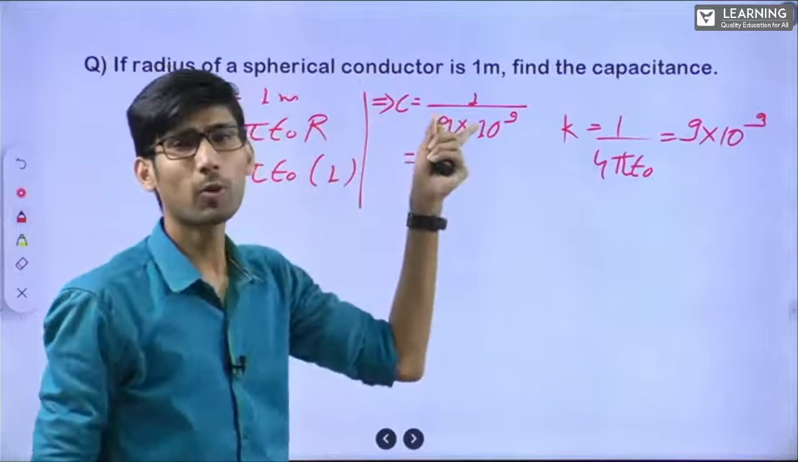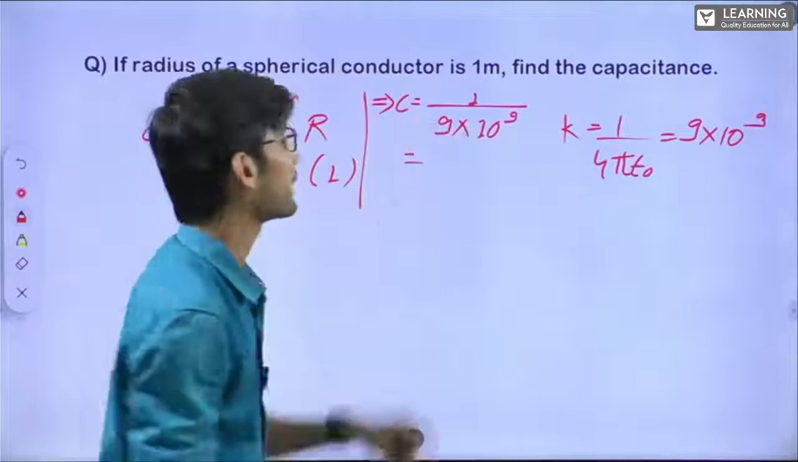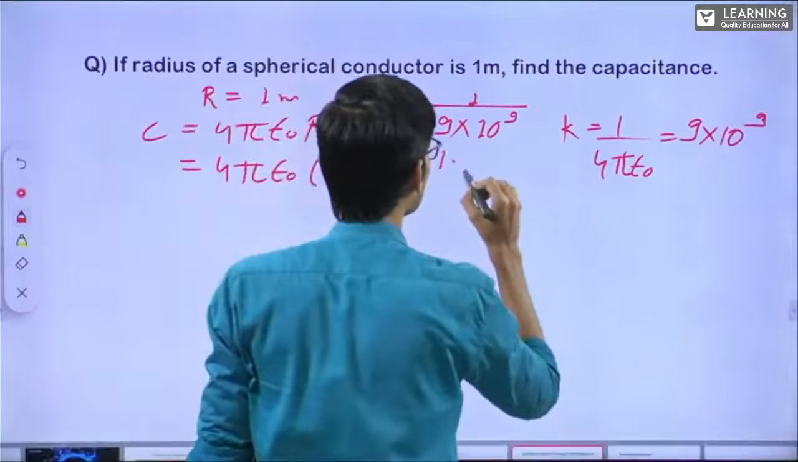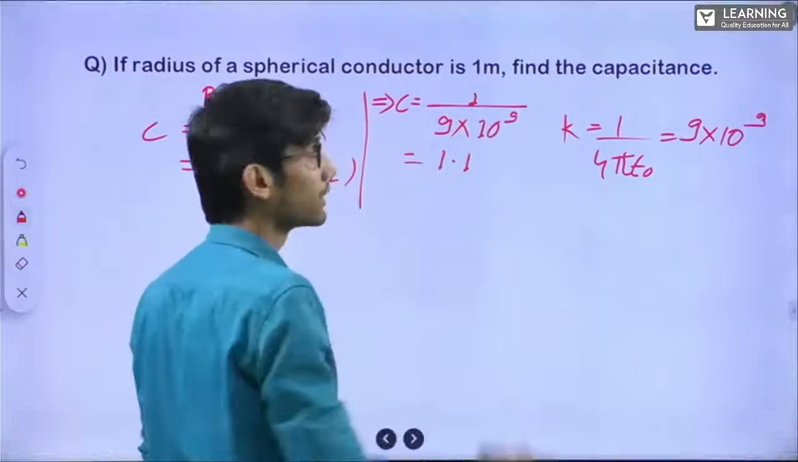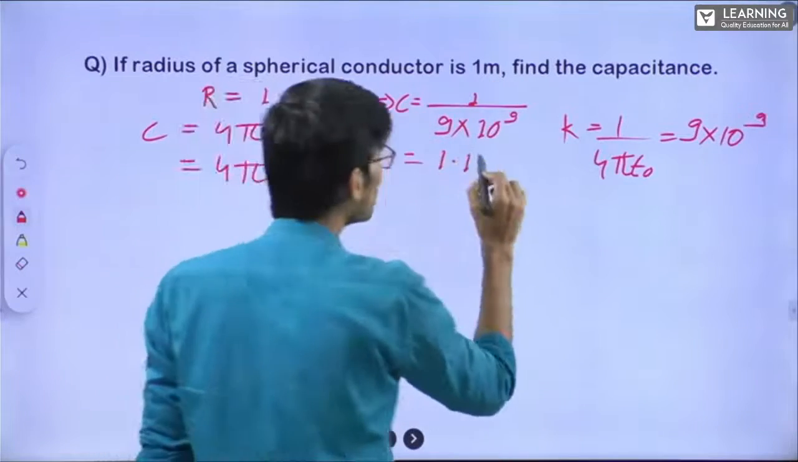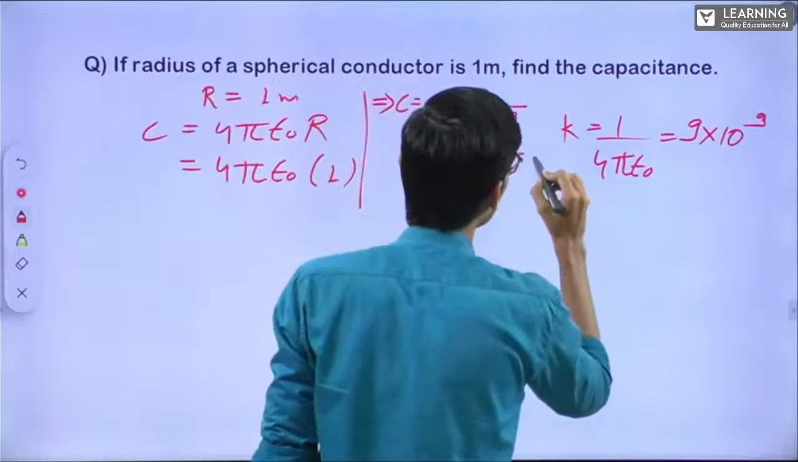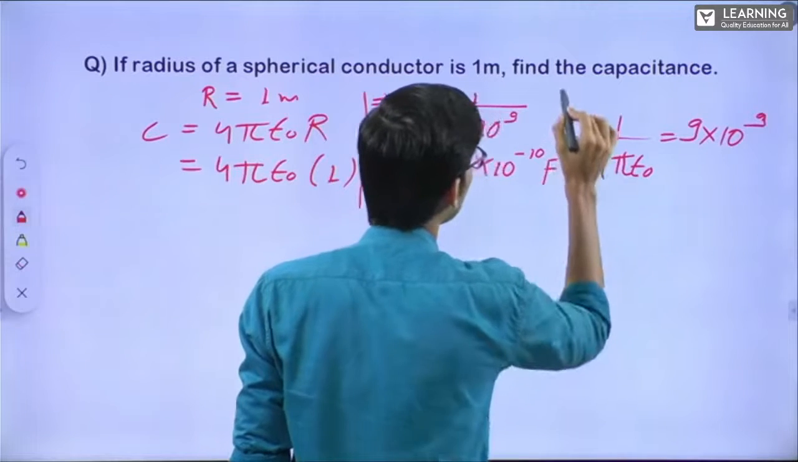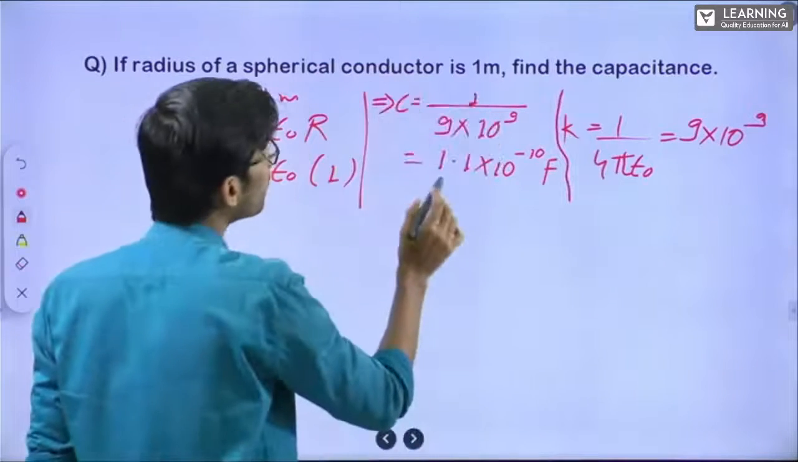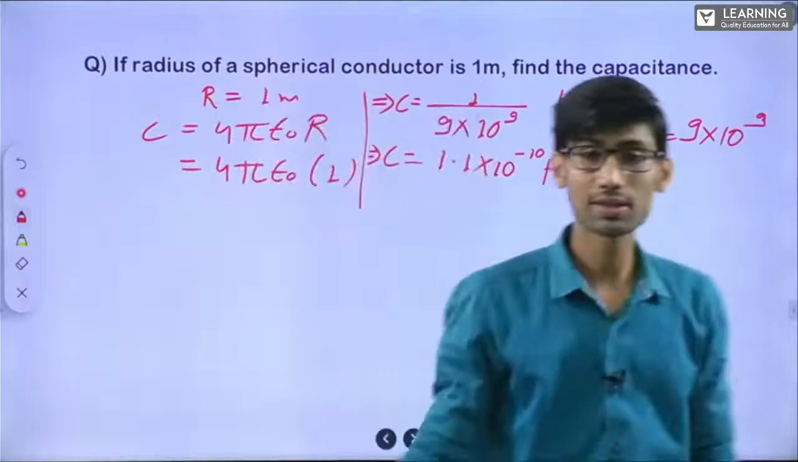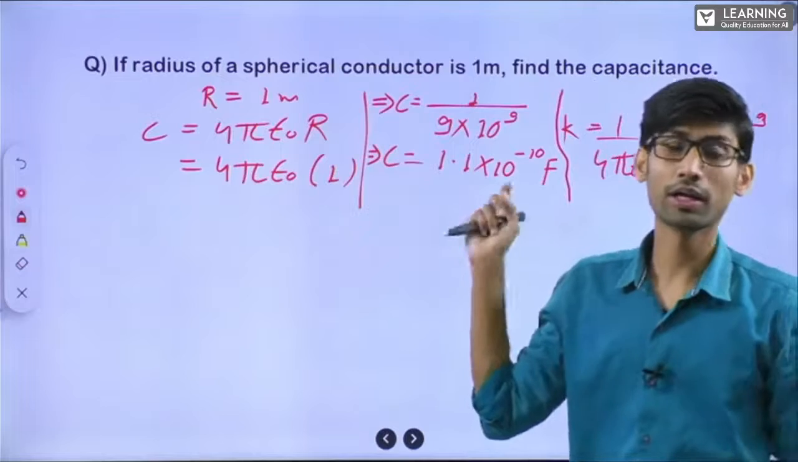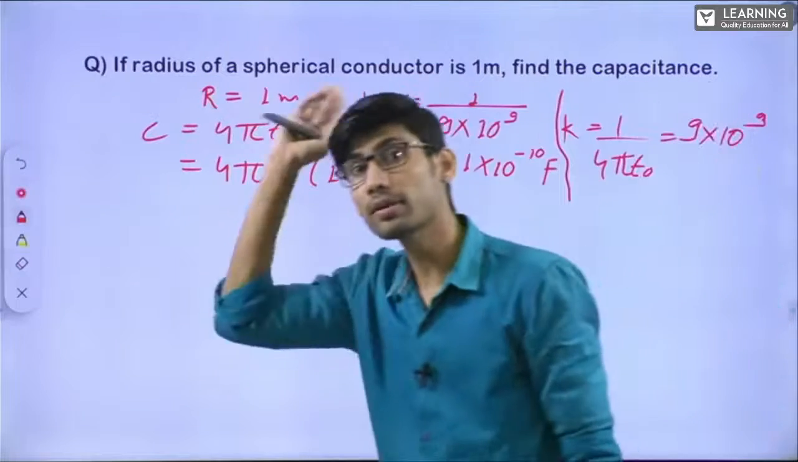1 upon 9 means 0.11. So if I write 1.1, this 10 power 9, if it goes up, it will be 10 power minus 9. Since I have shifted this decimal also here, 10 power minus 10 farad. 1.1 into 10 power minus 10 farad. Just see the capacitance. It is of the order 10 power minus 10.